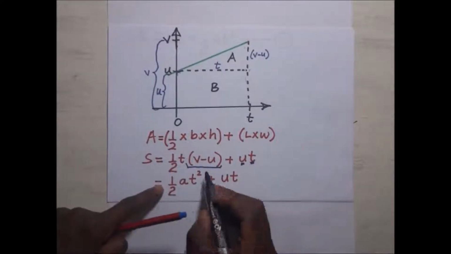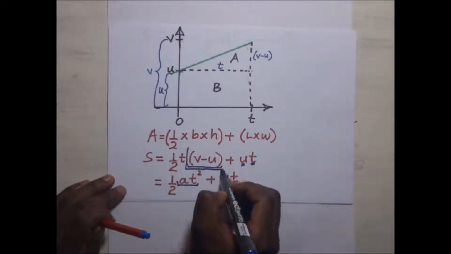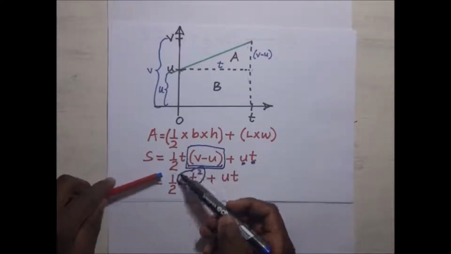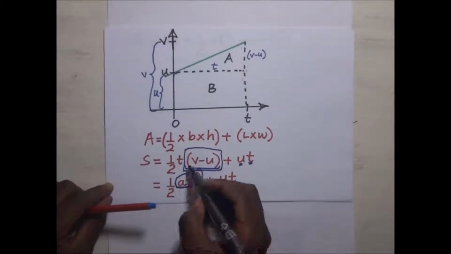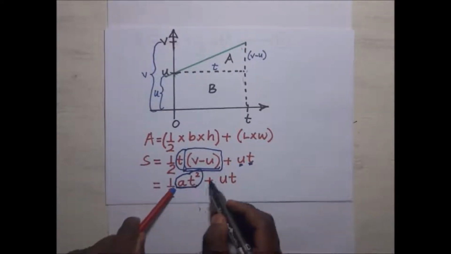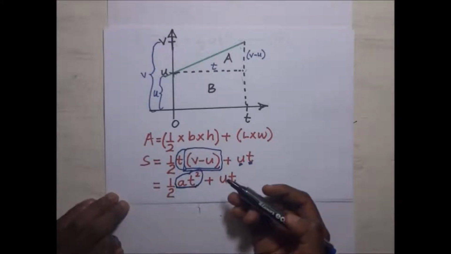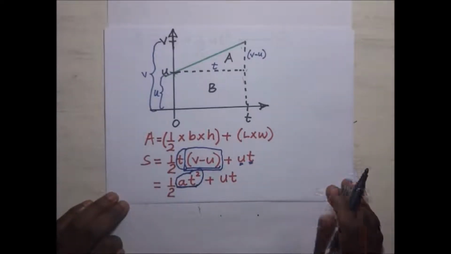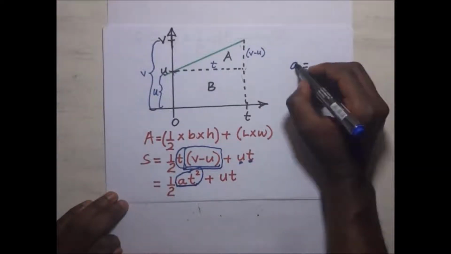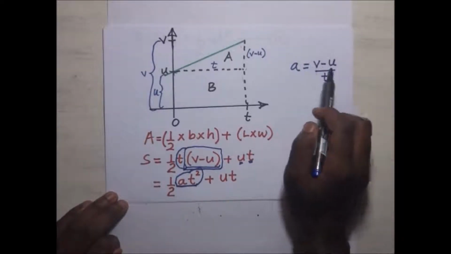So from here, it's going to become a half, and now at has replaced that in this. So it is a half times (v minus u), which is this whole thing, and this whole thing becomes a t squared plus ut. Now how does this come about? We know that acceleration is the rate of change of velocity, and by that we mean that acceleration is going to be equal to, this is the definition of acceleration.